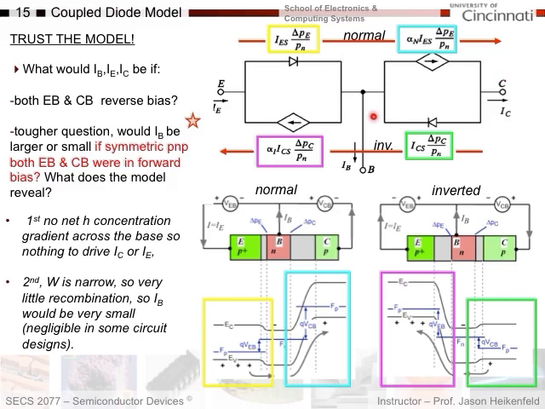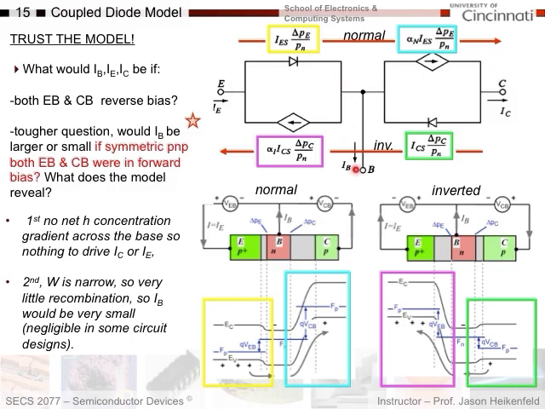Well, it's very interesting. The model tells you what the correct answer is there as well. So think about this, okay? Your first reaction might be like, well, if I forward bias here and I forward bias here, I get a ton of current coming out the base. That is not the right answer.